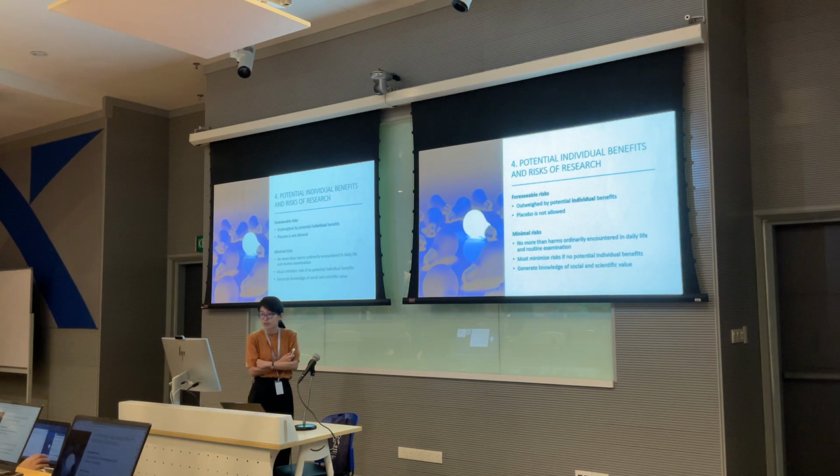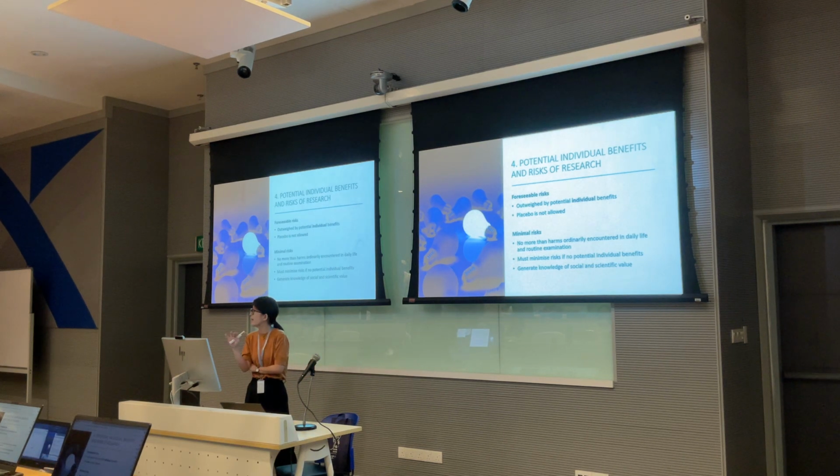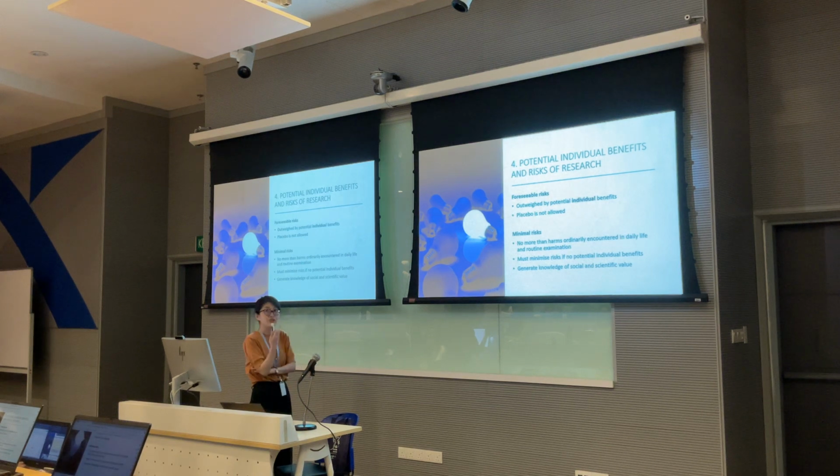Next, we have the potential individual benefits and risks of the research. We have to do an assessment of benefit and risk in the informed consent, before your recruitment. Minimal risk is not saying that we do not allow any risk. Minimal risk is acceptable provided it is outweighed by the potential individual benefit. So we can accept minimal risk, but not more risk compared to the benefit. You need to make sure you address your risk and benefit in your consent form.